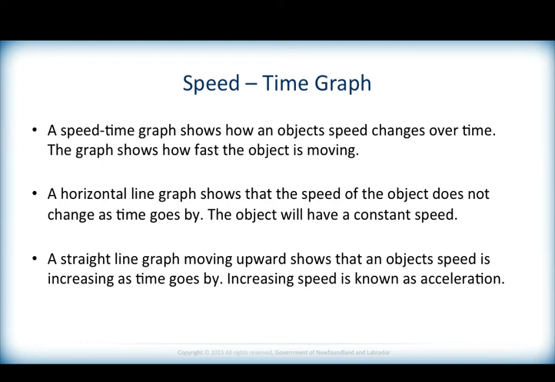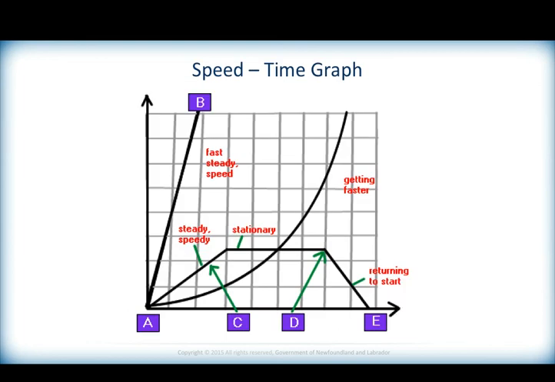A straight line graph moving upward shows that the object's speed is increasing as time goes by. Increasing speed is known as acceleration, which is a term that was probably mentioned in your 1206 science class. And as you can see from the graph here, we have a steady speed starting off, something is stationary, which means it is not moving, then you have something that's returning to the start. And again, A to B line there is a fast, steady speed. There's a sharp increase, which means something is moving fairly fast. And then A to the point very far up in the right-hand corner shows something that is gradually getting faster with time.